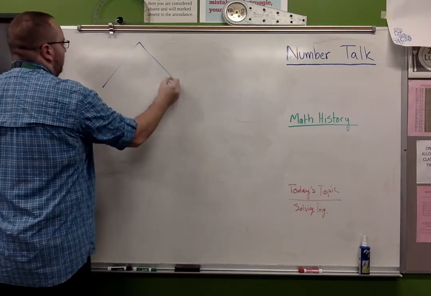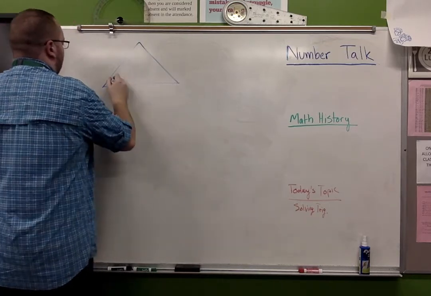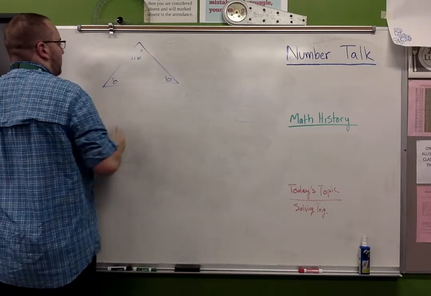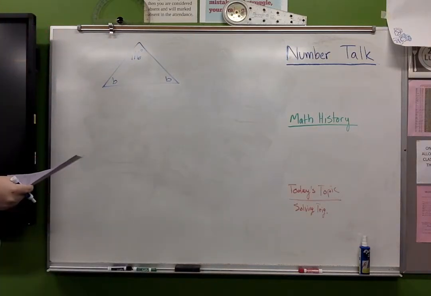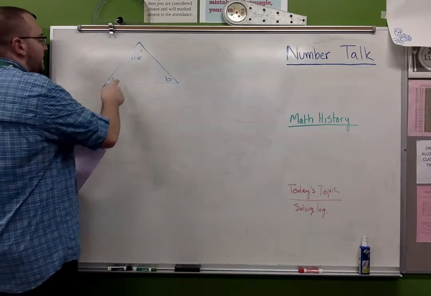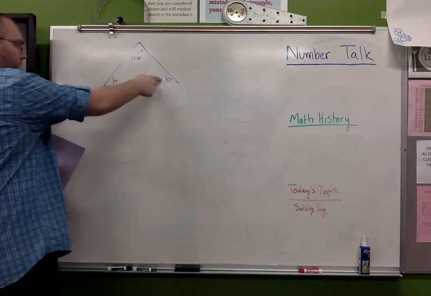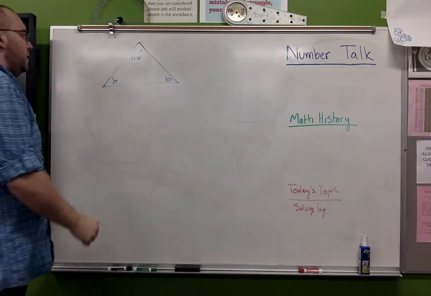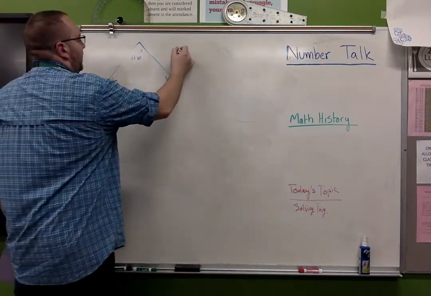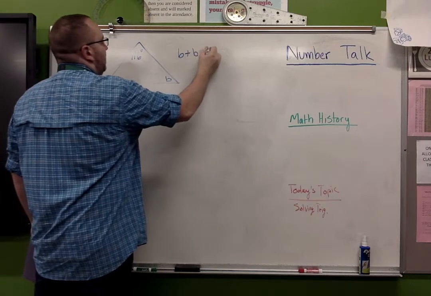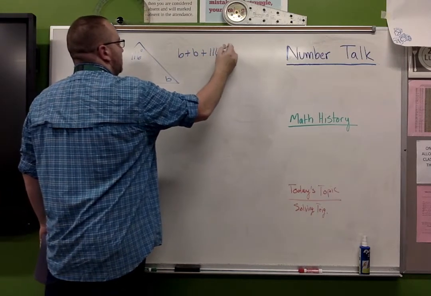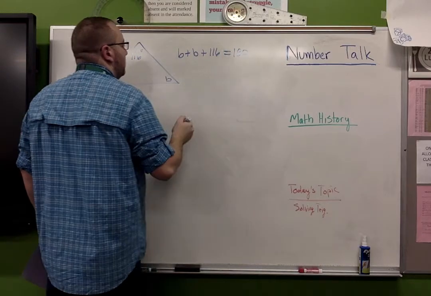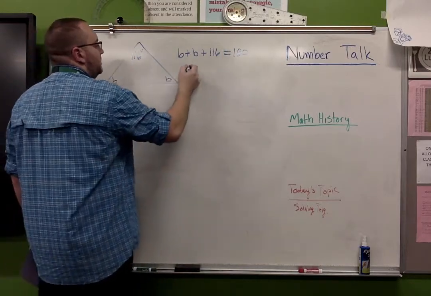So let's see here. We have this triangle, and find out what B equals. Well, this is an isosceles triangle because the base angles, or these two angles, are congruent. All the angles have to add up to 180. So B plus 116 is equal to 180.